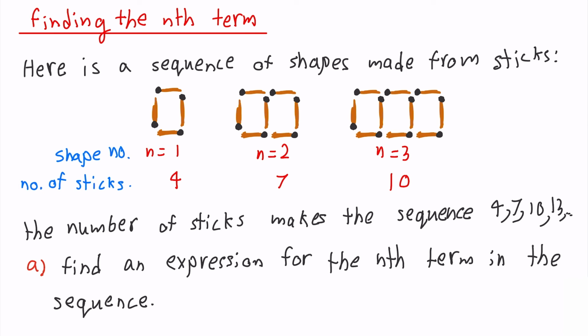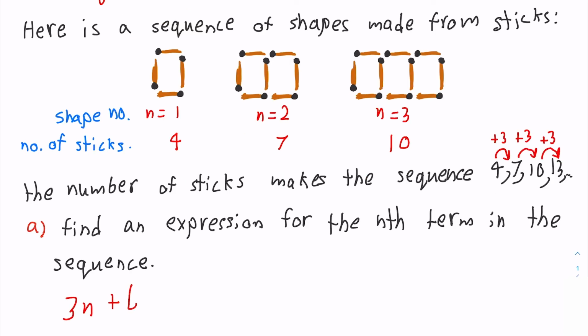Find an expression for the nth term in the sequence. So here they already told us the sequence, so we'll just not look at the sticks and confuse ourselves. So here you could realize that we need to add 3, add 3, add 3, add 3. So it's going to be 3n plus b. Here the first term is 4. How much do we need to add or subtract to get 4? To get from 3 to 4, we need to add 1. So it's going to be 3n plus 1. So that is the expression that we are going to use.